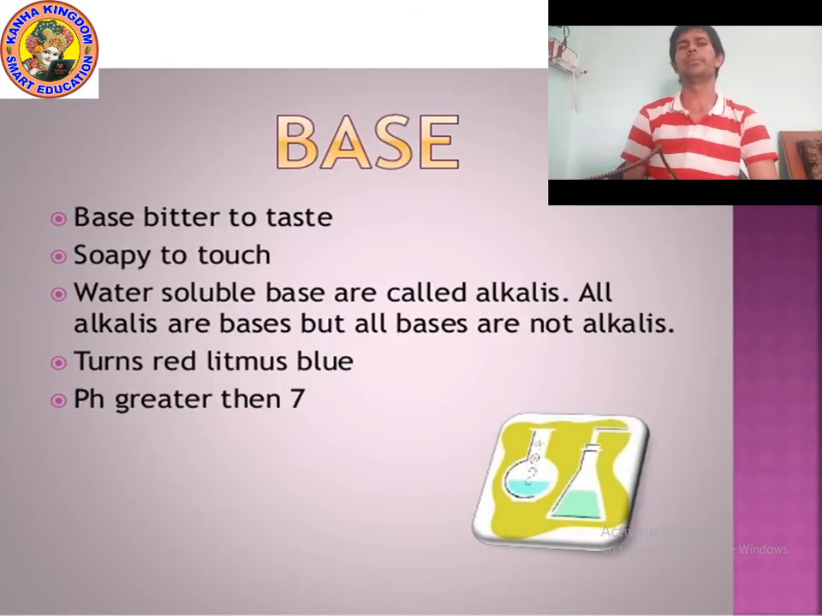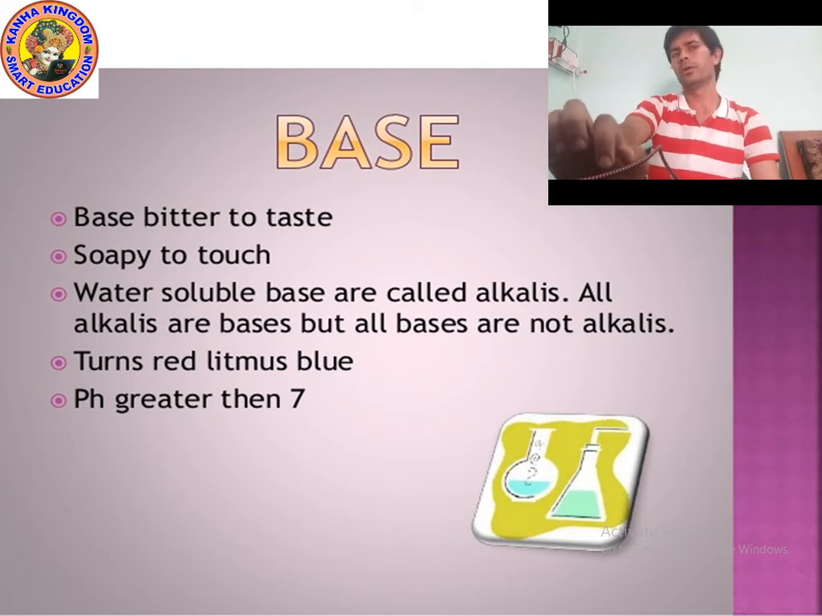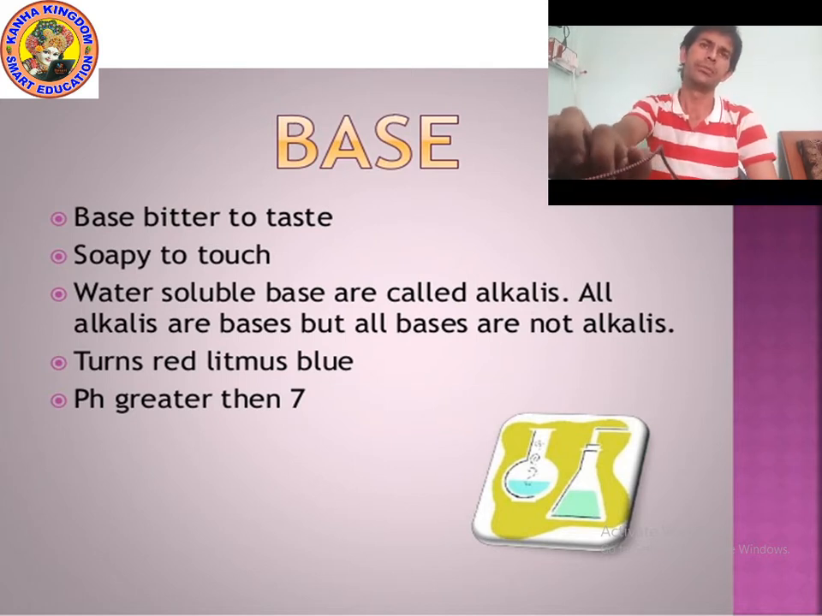So kids, in the beginning I told you about acid. I told you some properties of acid. First, acids are sour in taste. They produce hydrogen ions when dissolved in water. Acid turns blue litmus into red. Acid causes acid rain. The pH of acid is less than 7.